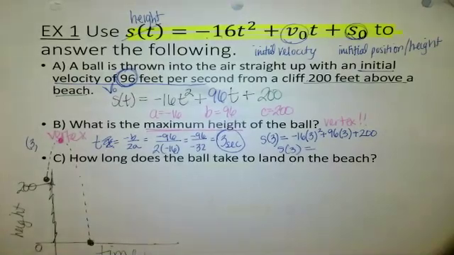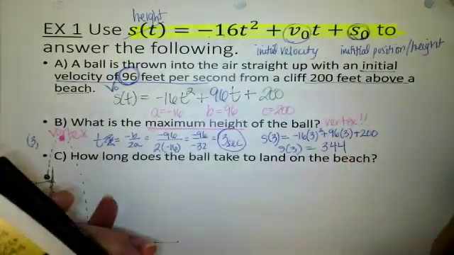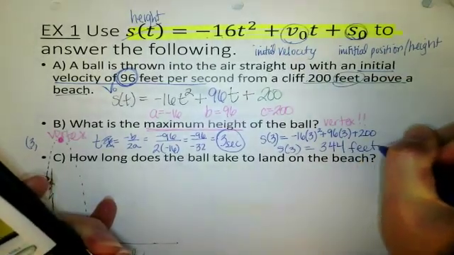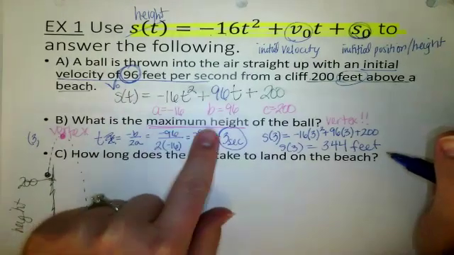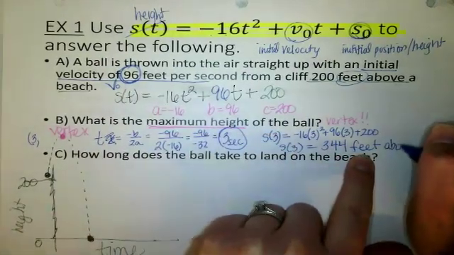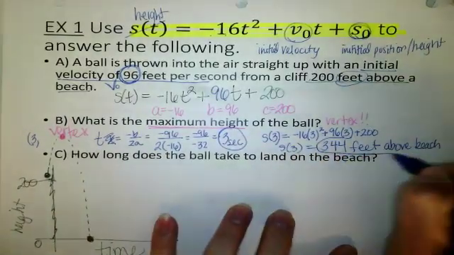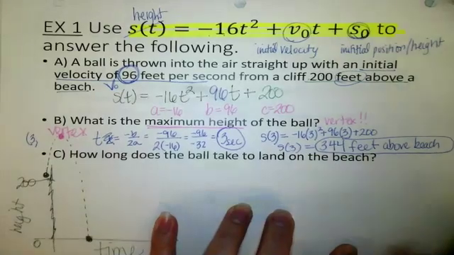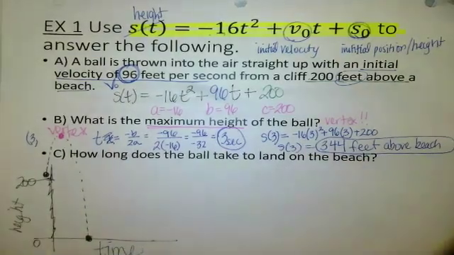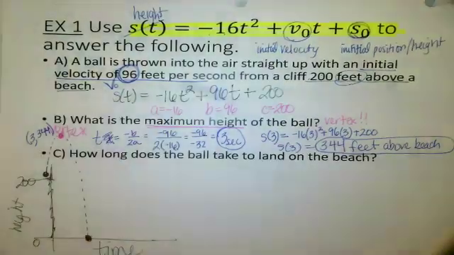What do you get when you plug it in your calculator? 344. 344 feet. We're talking about feet here. What is the maximum height of the ball? 344 feet above the beach. That is the maximum height of the ball. 344 feet above the beach. Okay? Our vertex is at 344.